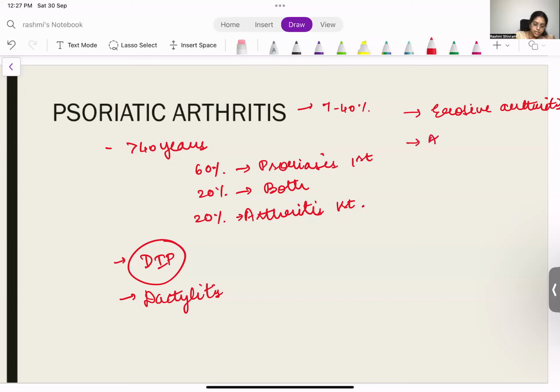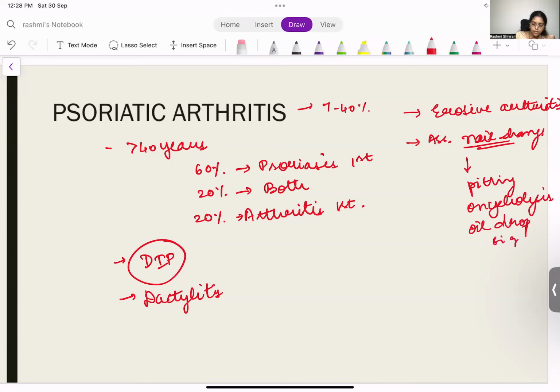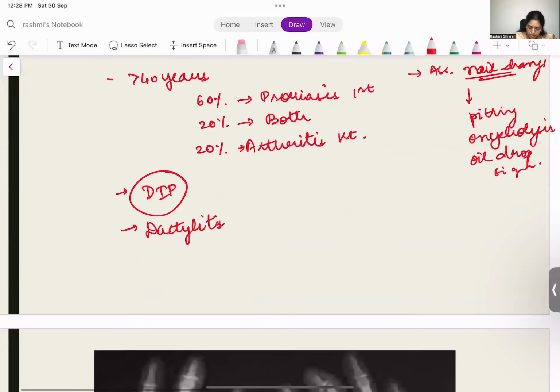What are the associated nail changes? You must know all these things. Nail pitting is very, very common. Onycholysis, lysis of the nails. Then oil drop sign. All these are important nail findings associated with it. You already know the skin lesions: there will be flaking and erythema. All these things are very important. So on the X-ray, what will you find? You will have pencil-in-cup appearance.